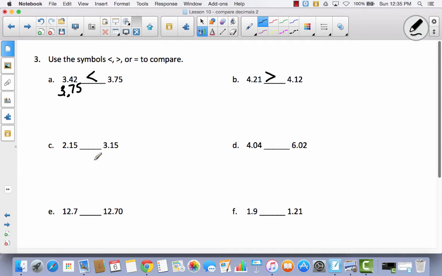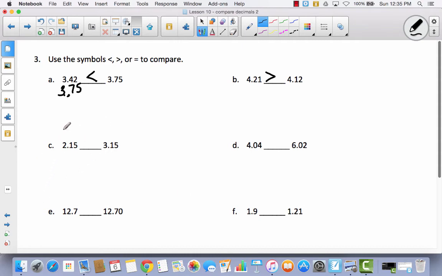All right, I want you to try to do C, D, E, and F by yourself. Pause the video, try the next 4. Really try to think about them. Don't just guess. Try to look at them and try to compare, and then let's come back and we'll talk it out. All right, so hopefully you did the next 4 all by yourself.